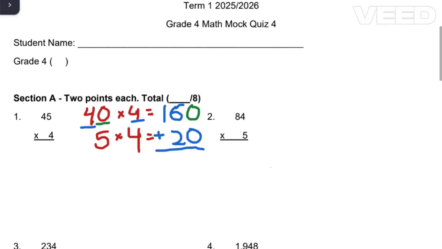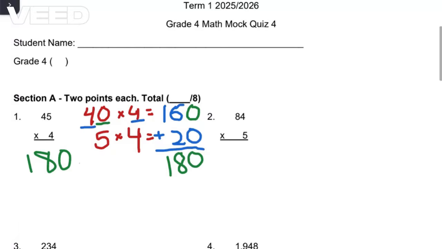So our answer is 0 plus 0, well, that's 0. 6 plus 2, that's 8. And 1 plus nothing is 1. So 45 times 4 is 180. 180, I should say. Let's do the same for the next problem.